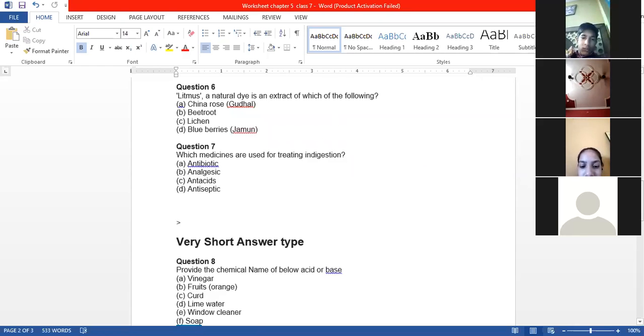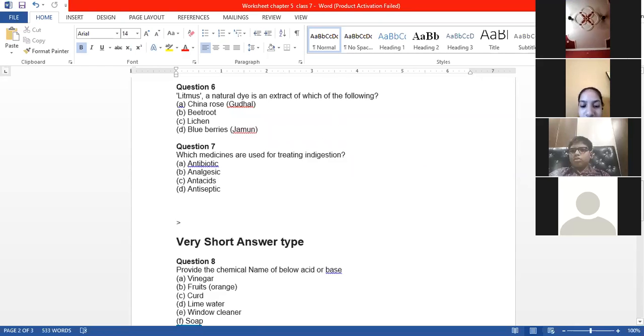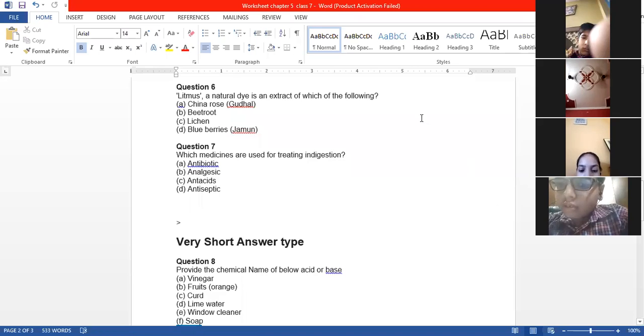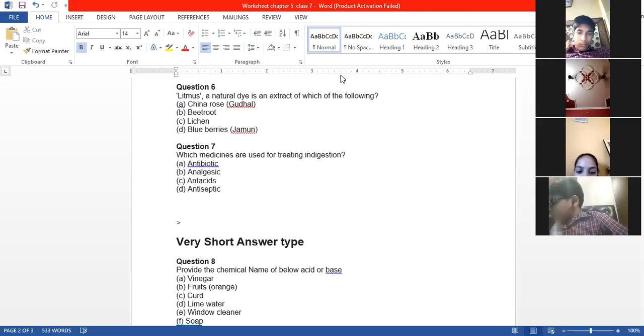Provide the chemical name of the below acids or bases. So children, this was a table in your book in which the other names were written. So I'm asking one by one. Now Kavya Thakur, you can give the chemical name for vinegar. Acetic acid. Yes, very good. Another name for vinegar is acetic acid.